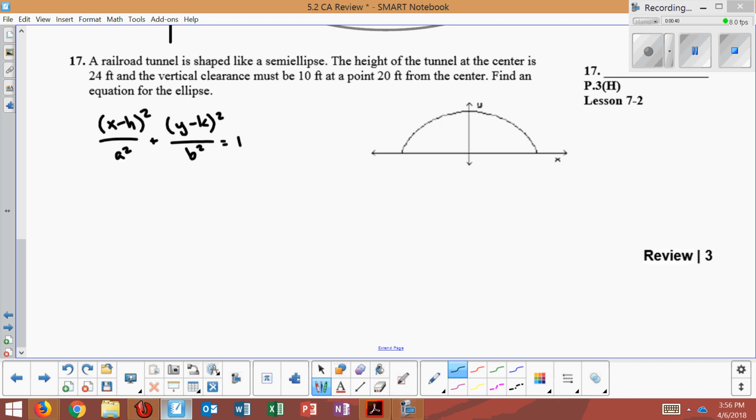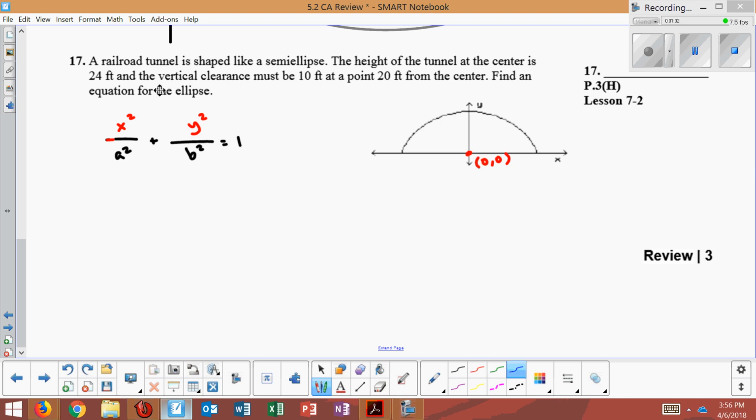and this all equals 1. Now, since it's a real-world application, we get to pick where we want the center to be. I'm going to choose 0, 0. What does that do for me? Well, it tells me that up here, instead of having x minus h, it's just x squared. The h is 0, and over here, I'm going to have y squared. That simplifies my equation.